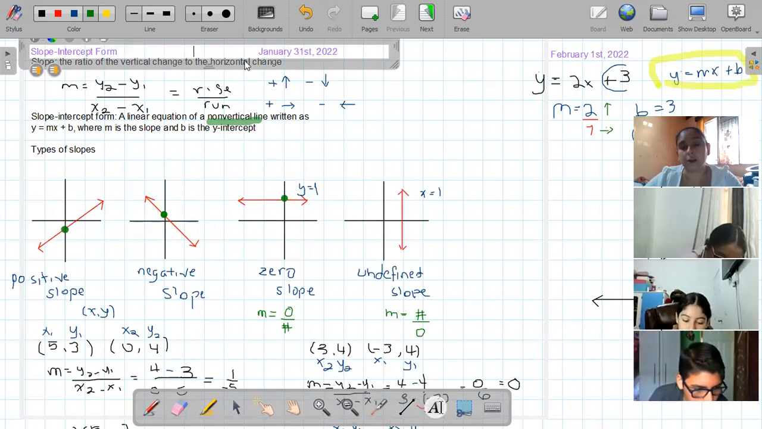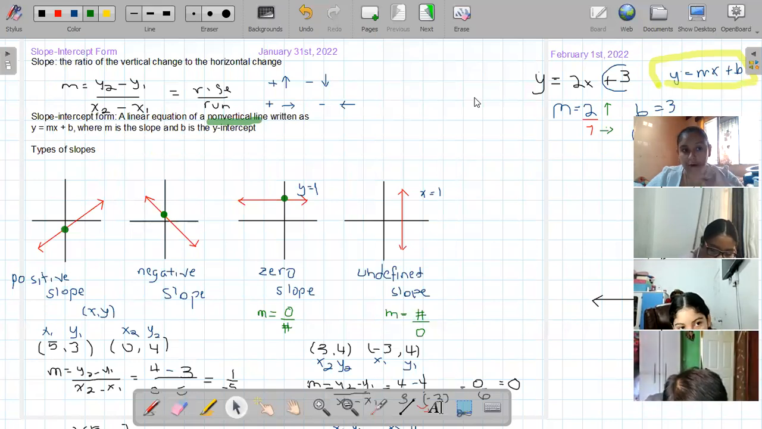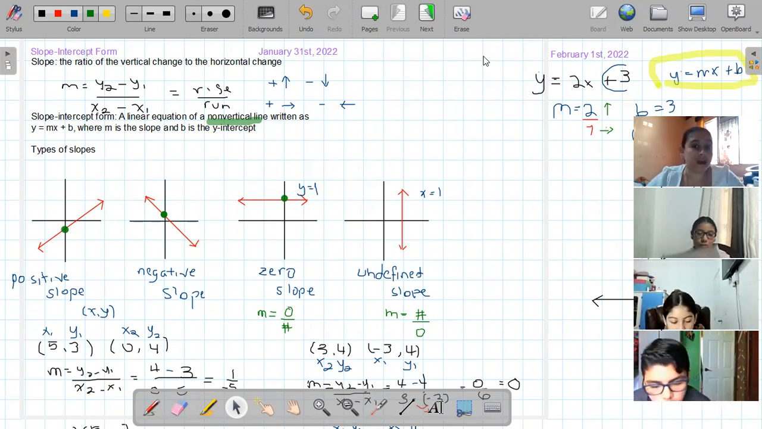And this is the second method that we are going to be using to graph. First method, input-output table. Second method, slope-intercept form. Next week, we're going to see the other methods. I think that's 2 more methods that we're going to see before doing another classwork, okay? And with that, it's basically the topic that we were going to be seeing.